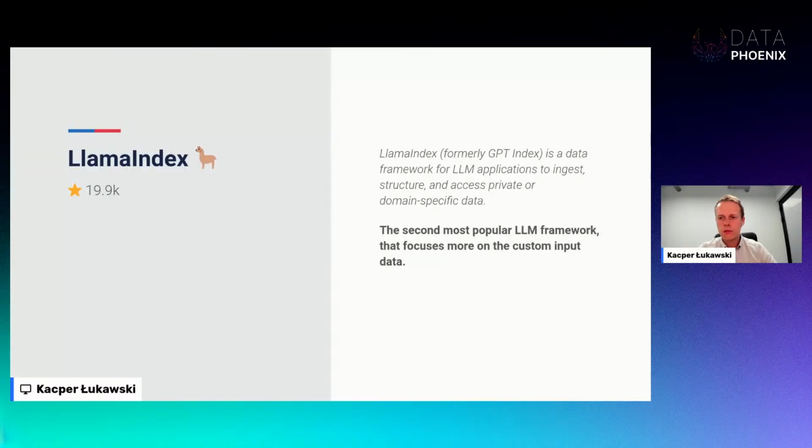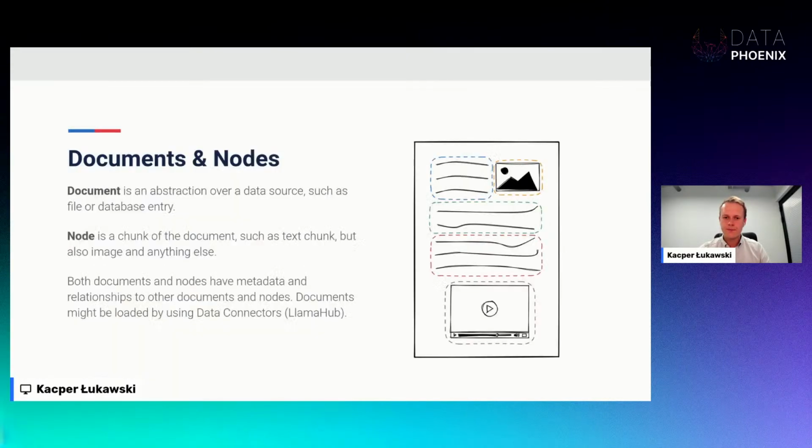But there's also another tool, Llama Index, that started almost at the same time. And Llama Index, formerly called GPT Index, is another framework which is more focused on ingesting the data, structuring the data, accessing private data in some domain-specific tasks. This is the second most popular framework, around 20,000 GitHub stars at that moment, and it focuses more on the input data. It has some different concepts.